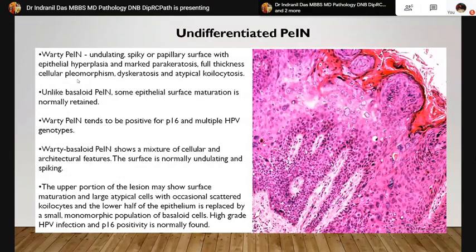The warty-basaloid penile intraepithelial neoplasia shows a mixture of cellular and architectural features. The surface is normally undulating and spiky. The upper portion of the lesion may show surface maturation, and large atypical cells with occasional scattered koilocytes are seen in the upper part. The lower half of the epithelium is replaced by a small monotonous population of basaloid cells. High-risk HPV infection and p16 positivity is normally found in undifferentiated penile intraepithelial neoplasia.